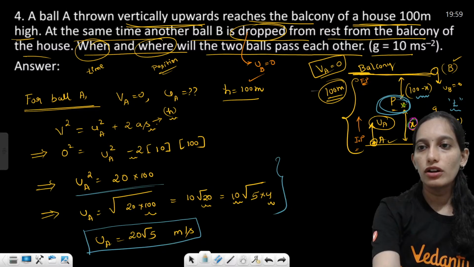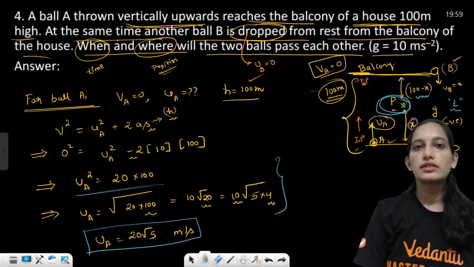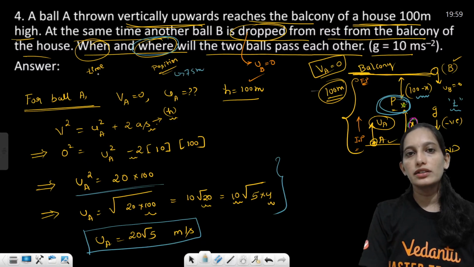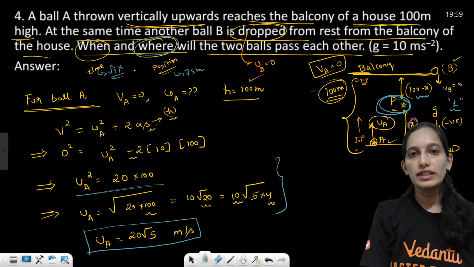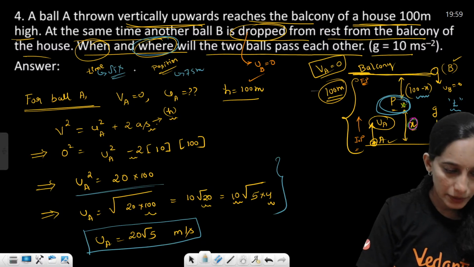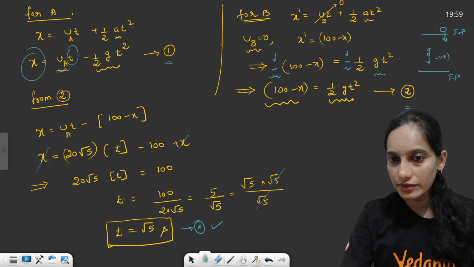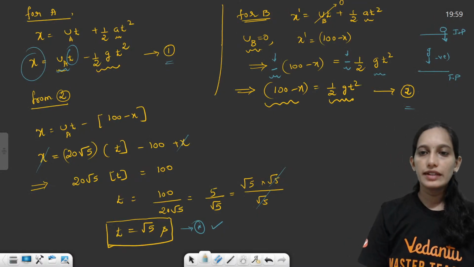So we got the distance, that is the position, as 75 meter, and the time as root 5 seconds. Hope it is clear. I think I have explained it in great detail with each and every step.